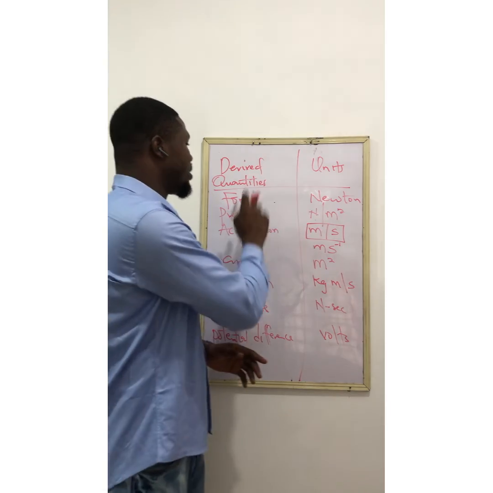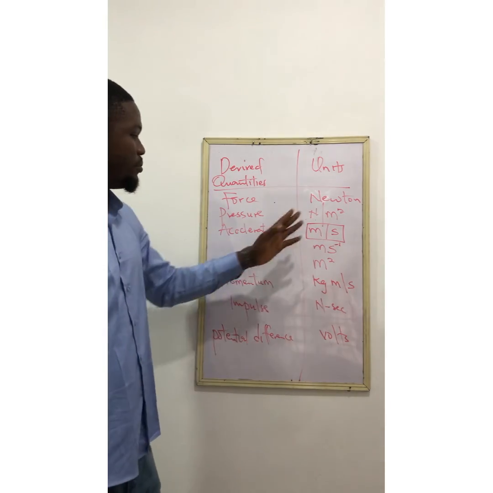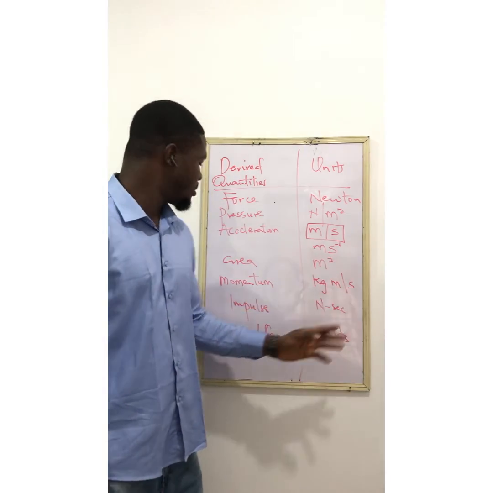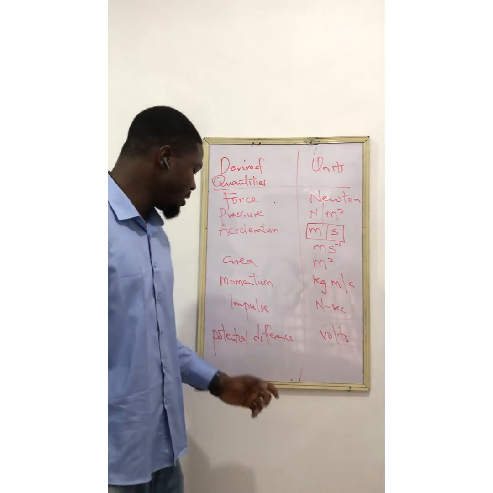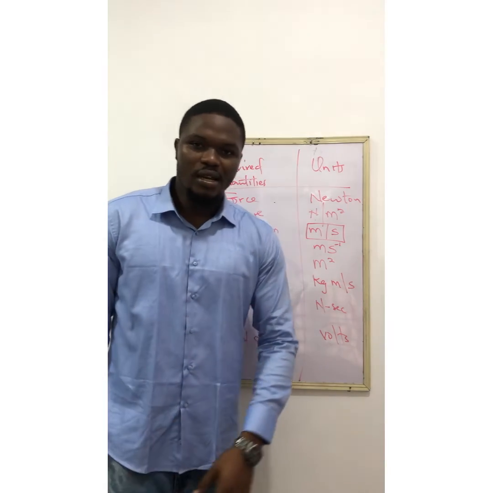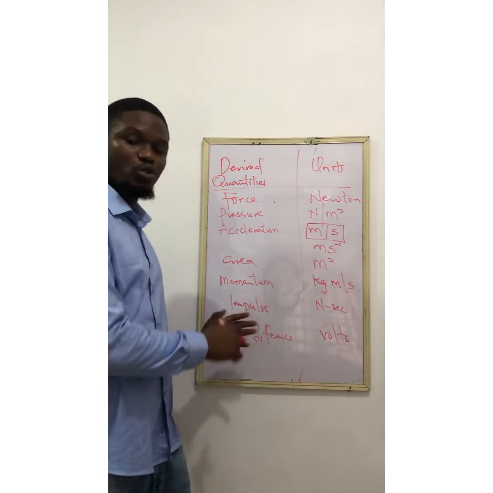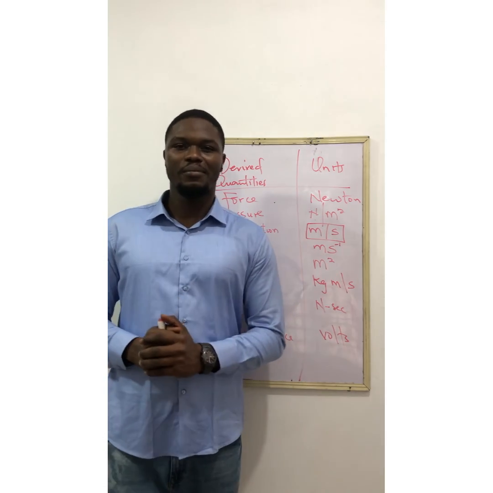Force is Newton, pressure is Newton per meter squared, acceleration is meter per second squared, area is meter squared, momentum is kilogram meters per second, impulse is Newton seconds, and potential difference is volts. For all these derived quantities and fundamental quantities, you should know their respective units.